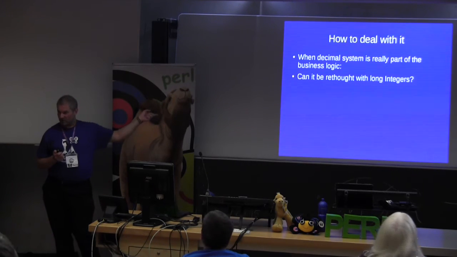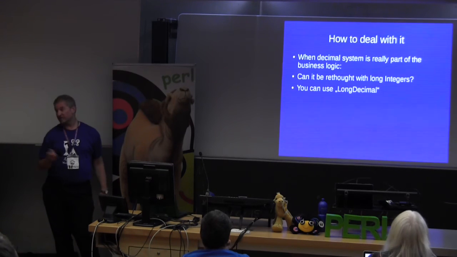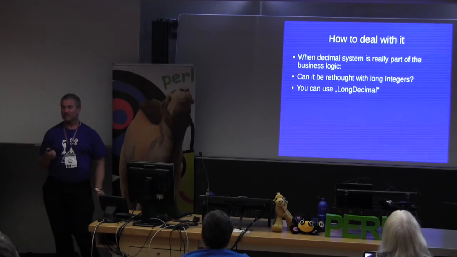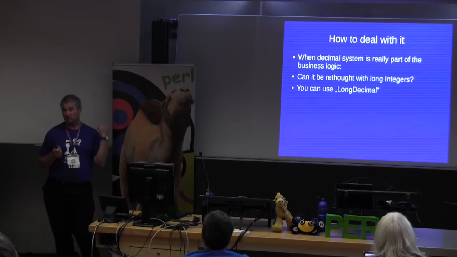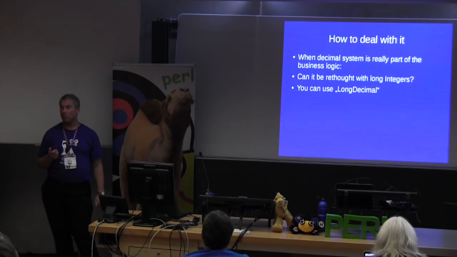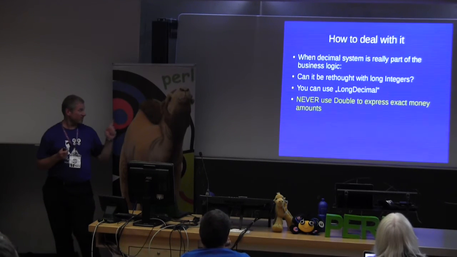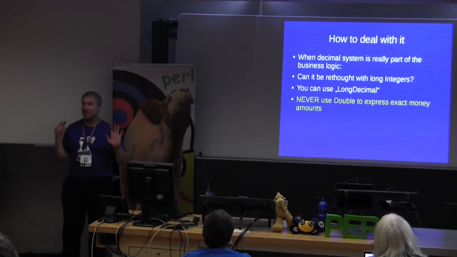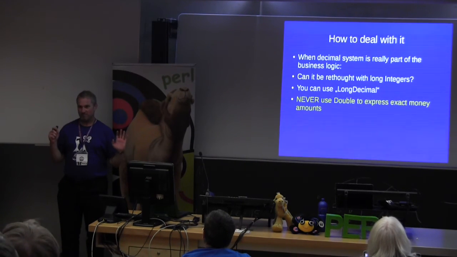And then again, use integers, and you're good. Or use this long decimal or whatever that's exact to that area. So the Perl 5 big float name is a little bit confusing, but that would work in this case. And just the last point, never, ever, ever, ever use double to express money. Okay?